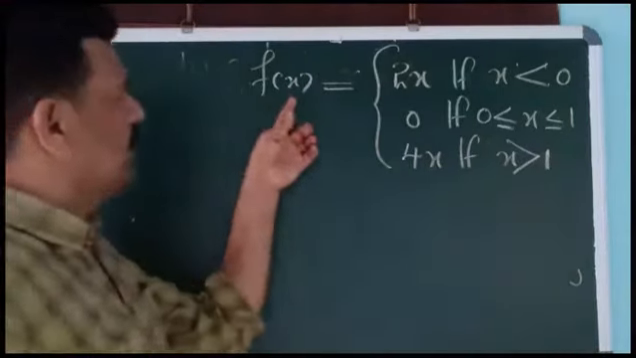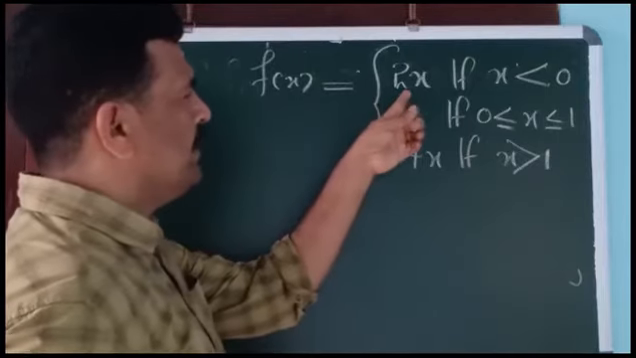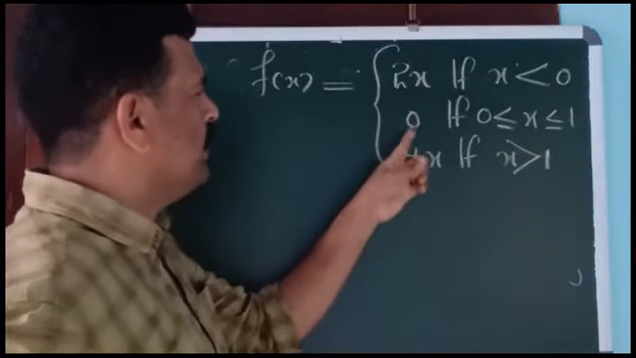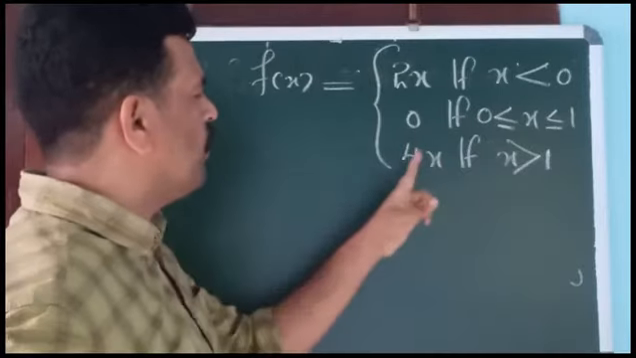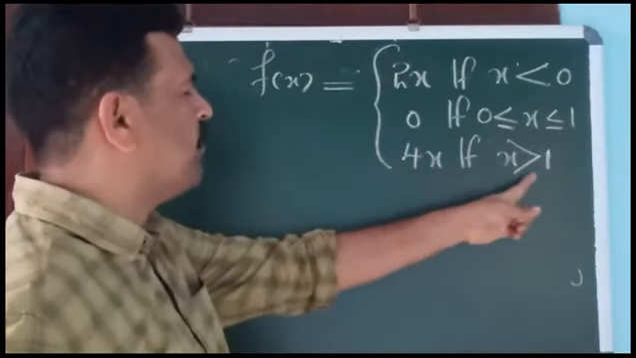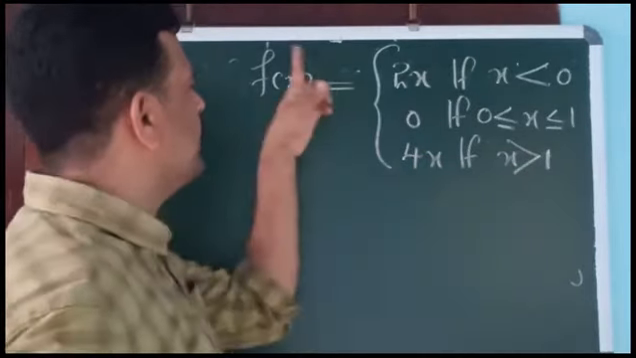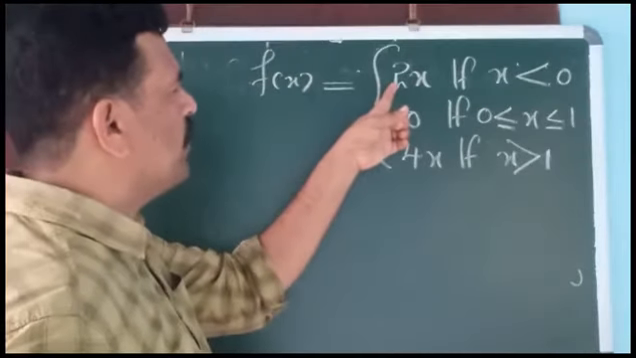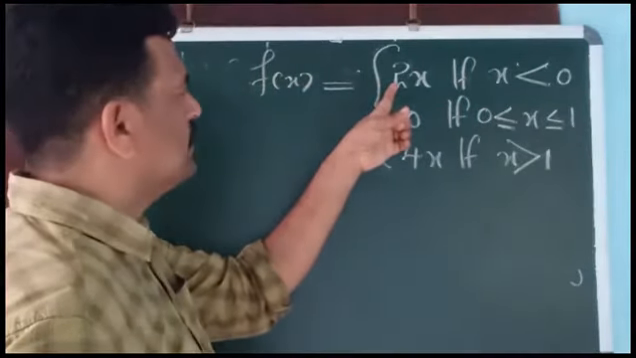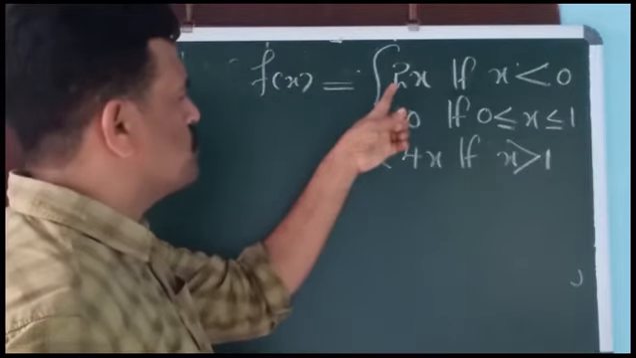Here is another question. f(x) equals 2x if x is less than 0, 0 if 0 is less than or equal to x is less than or equal to 1, 4x if x is greater than 1. We have to discuss the continuity of the function. Here we can see that 2x is a polynomial function, therefore it is continuous if x is less than 0.